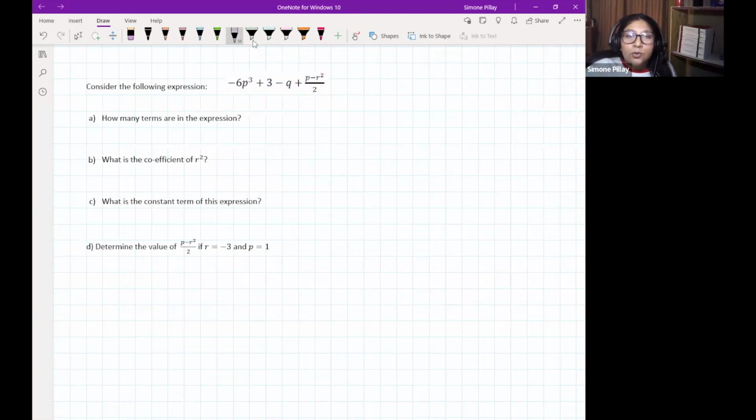And the way you can also do it is, remember, our terms are separated by pluses and minuses. So I've basically circled all of my pluses and minuses that separate numbers and variables. And look at what we end up with. We end up with 4 terms. So how many terms are there? 4. What is the coefficient of r squared? Can you guys tell me that?